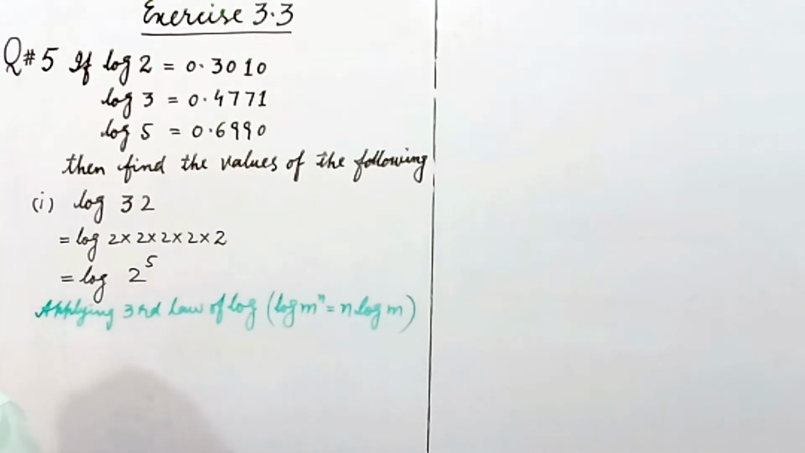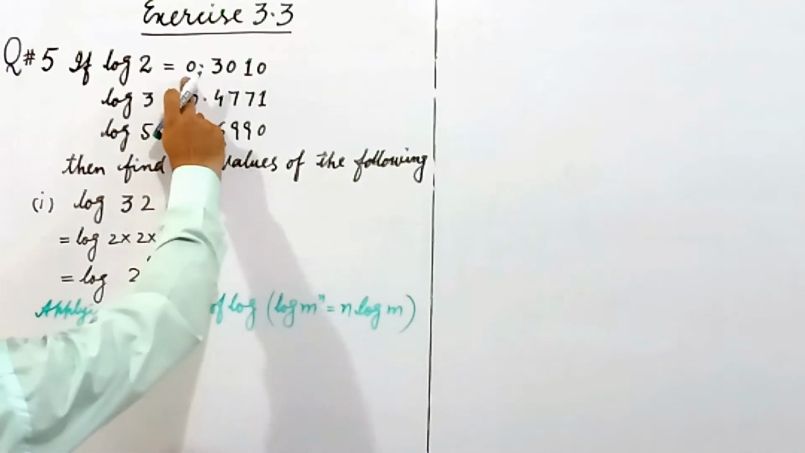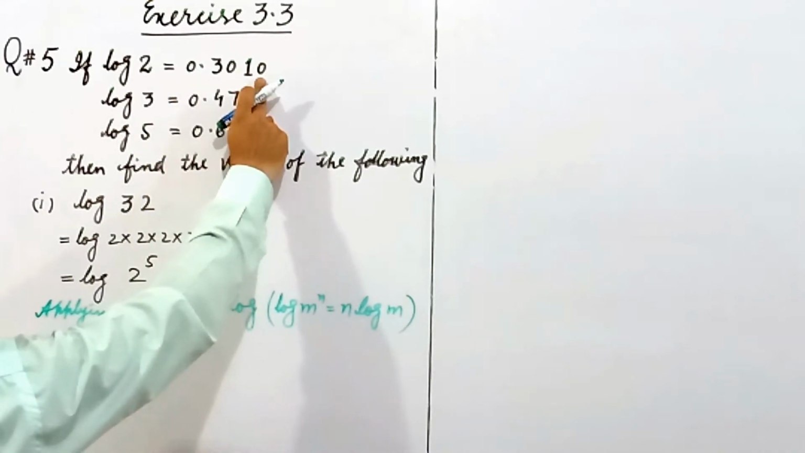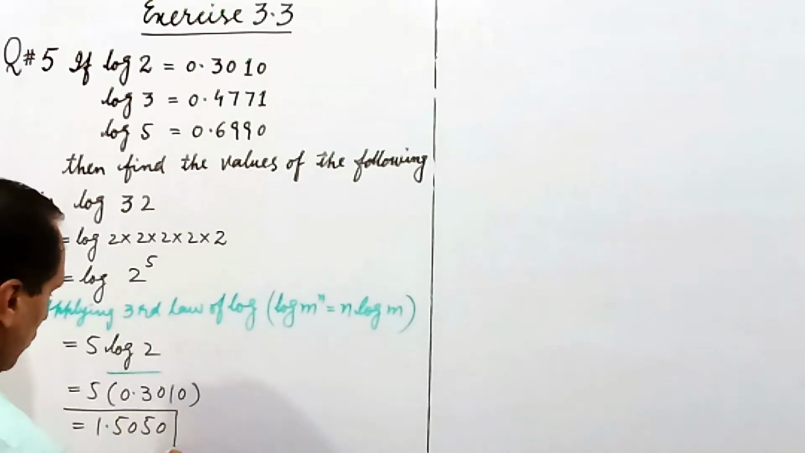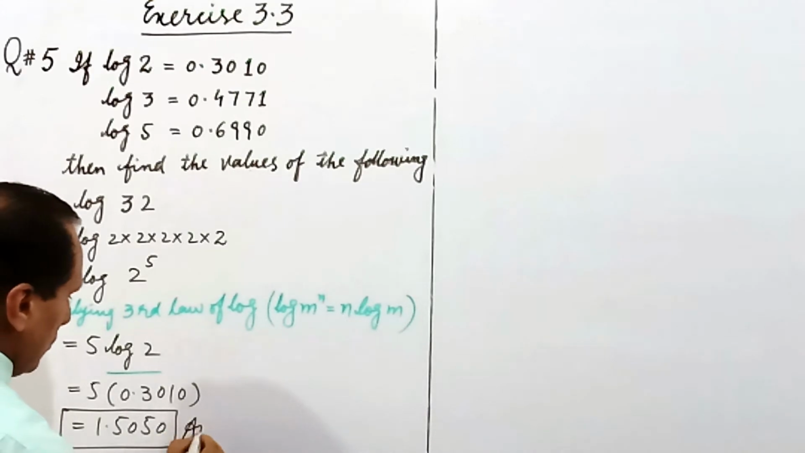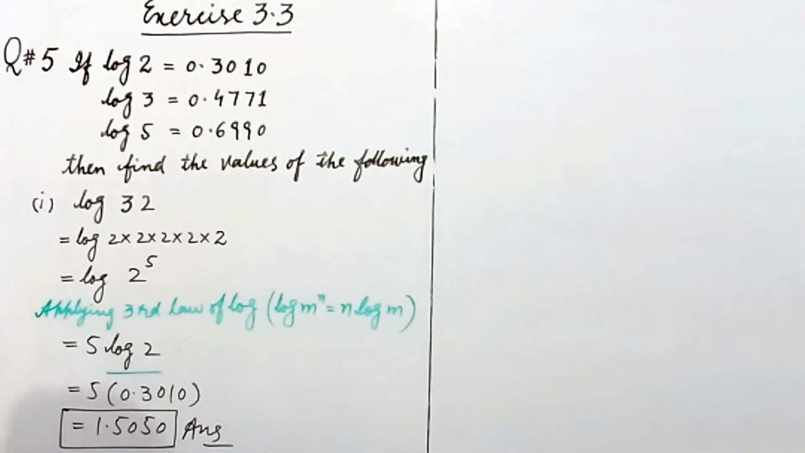According to this law, we have 5 log 2. Now we substitute the value of log 2, which is given here: log 2 is equal to 0.3010. On multiplying, we have 1.5050. So that is the value of log 32, which we find by this procedure.